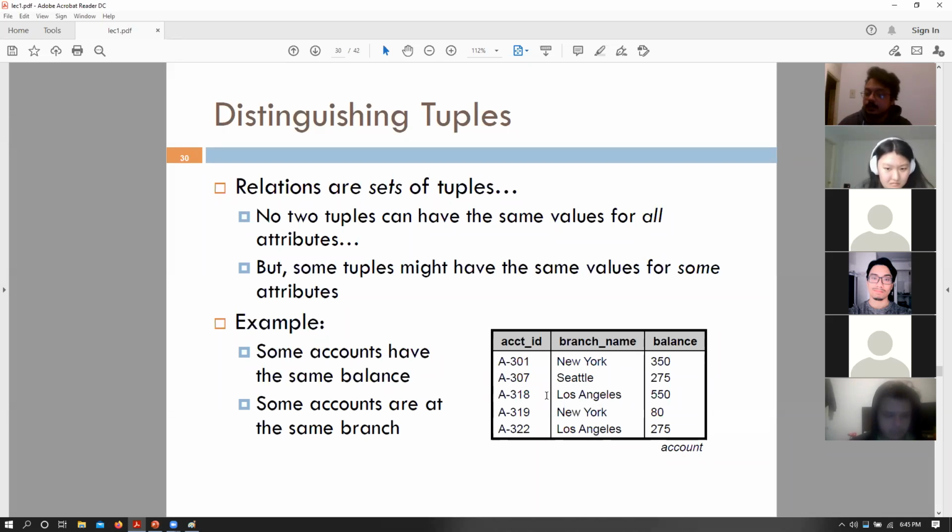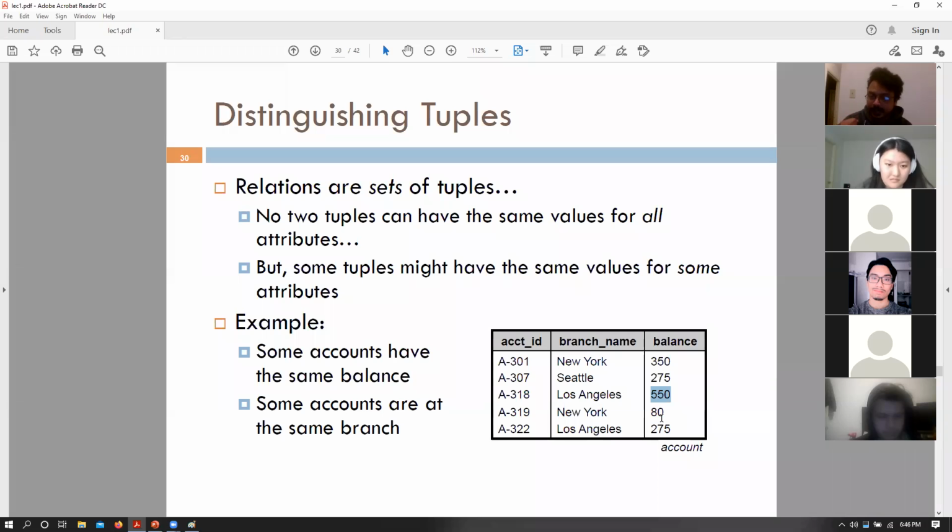So for example, in this particular relation, we can see that the attribute branch name has two Los Angeles names in its tuples, right? So this does not mean that this is not a set. Or for the attribute balance, we have $275 as balance. This does not mean that this is not a set. That just means that essentially some attributes can have duplicate values, but some attributes need to have unique values to differentiate among them, right?